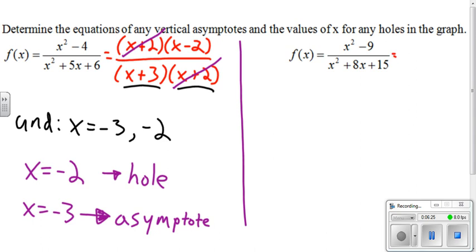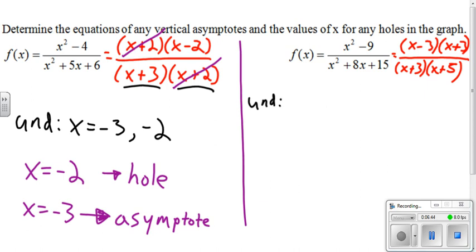First thing to do is factor it down, difference of squares, x minus 3, x plus 3 over x plus 3 and x plus 5. So again, we know that we're undefined at x is negative 3 and x is negative 5. Those are the two values.